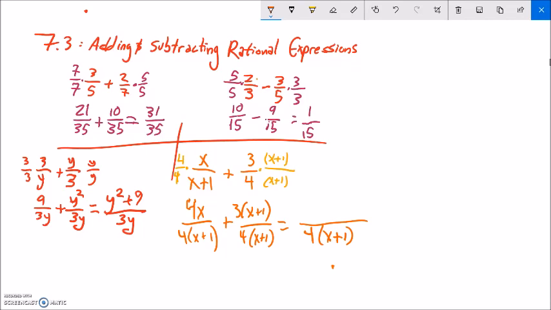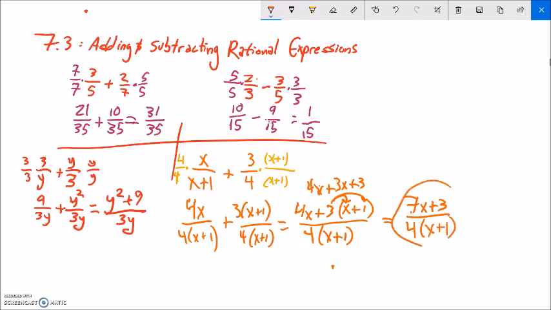And notice up here now, I'm going to add these together. So I have 4x plus 3 times x plus 1. Now this I can simplify. So I'm going to distribute that 3 into there. So this is the same as 4x plus 3x plus 3. So 4x plus 3x is 7x, plus 3, over 4 times x plus 1. And that, I'm not going to be able to factor that any further. So this is what that simplifies to.